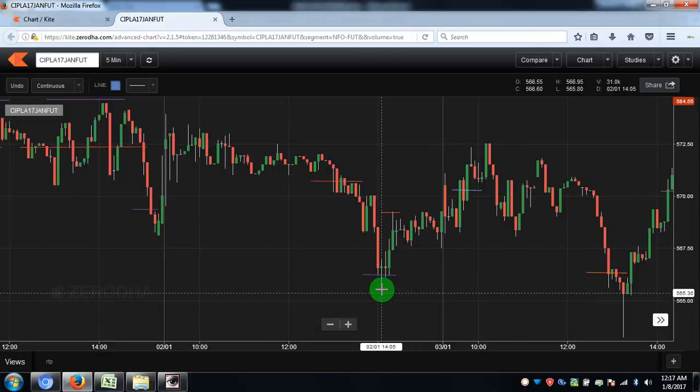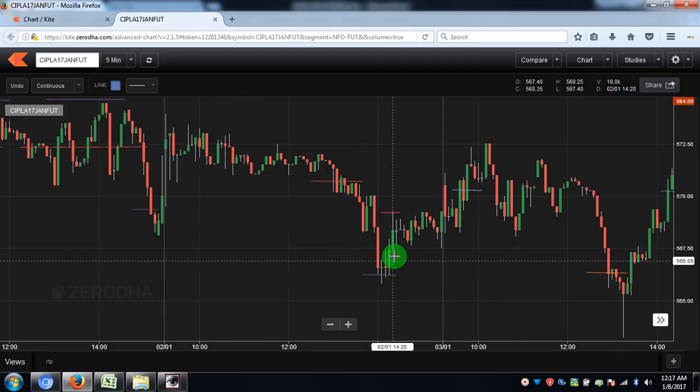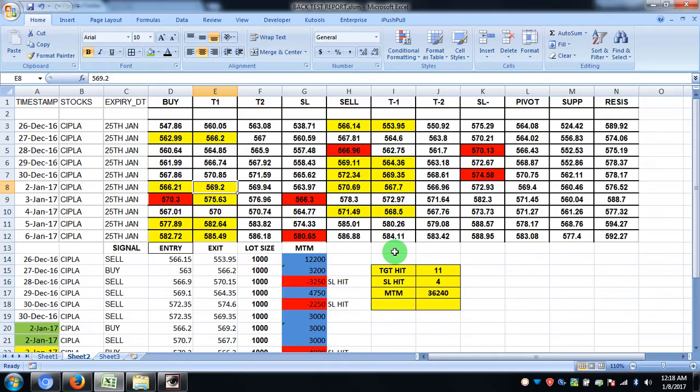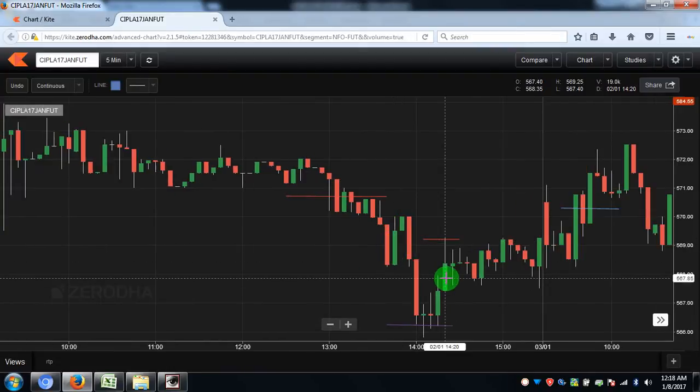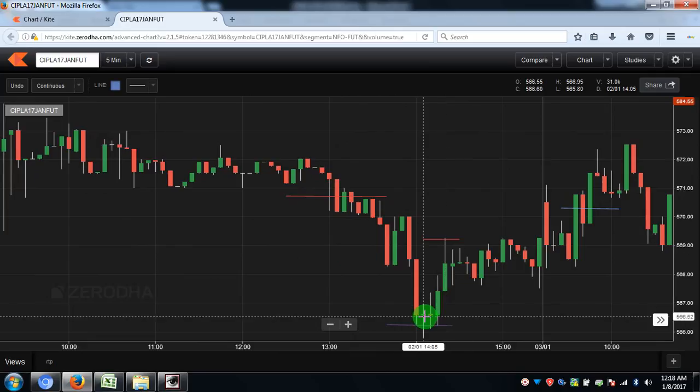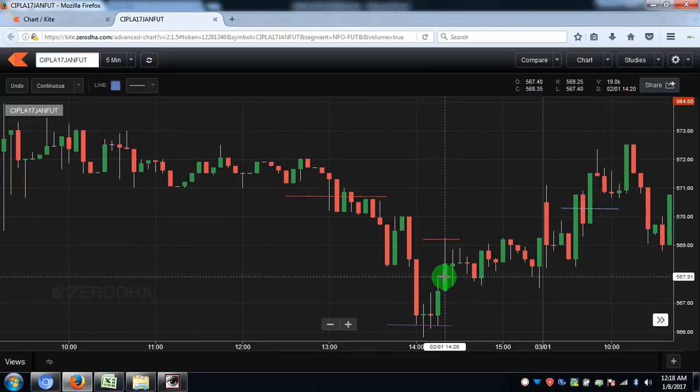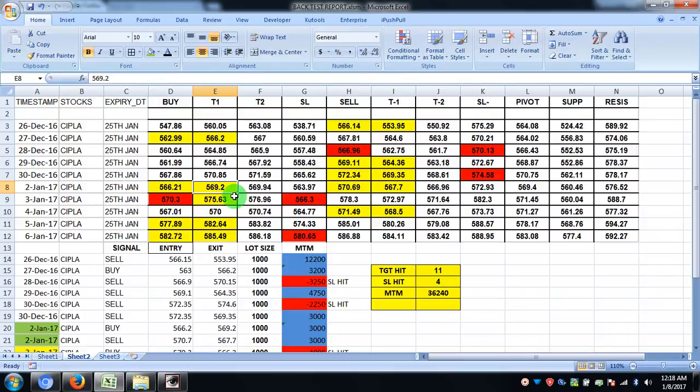As you can see, the buy call was activated at 2:05, and in just 3-4 candles it went up. This candle high you can see, 569.25 paisa. I will zoom in on this one. Here the buy was generated, and here was the target. This candle high is 569.25, and our target for buying was 569.20 paisa. So on 2nd January, both sides gave an opportunity to buy and sell.